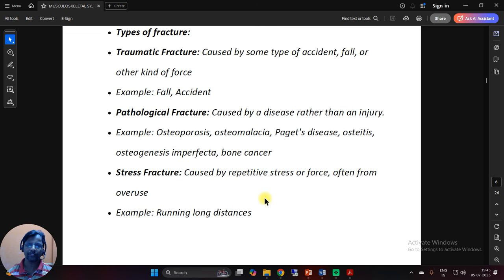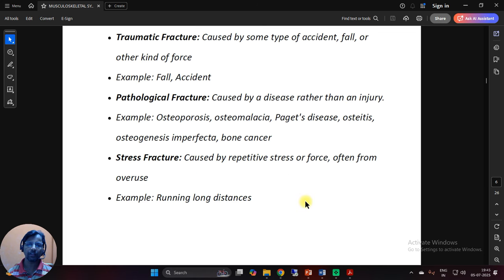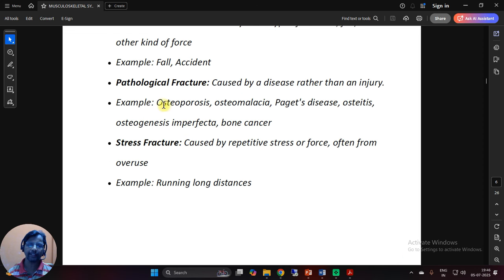Next, pathological fracture. As we have discussed previously, pathological fractures are caused by disease rather than an injury. Okay. So an example of a pathological fracture is osteoporosis. Basically, these are the underlying causes for pathological fracture: osteoporosis, osteomalacia, Paget disease, osteitis, osteogenesis imperfecta, bone cancer. In the documentation, if the physician tells that the patient has a pathological fracture, you need to check for these conditions in the documentation, whether the patient has osteoporosis, osteomalacia or bone cancer. Okay.